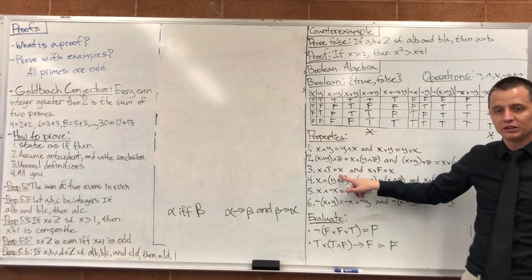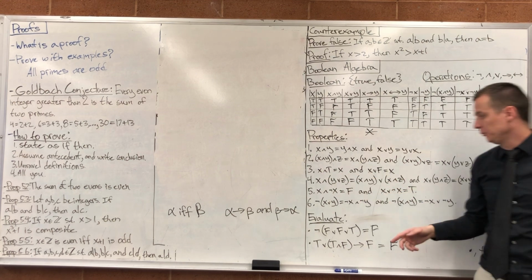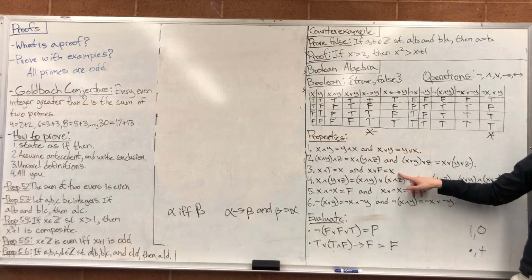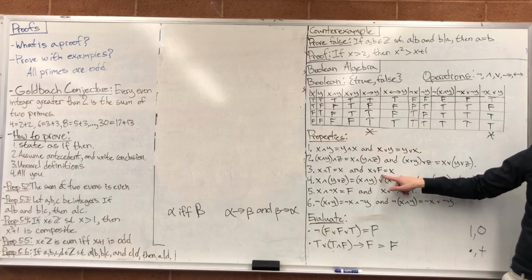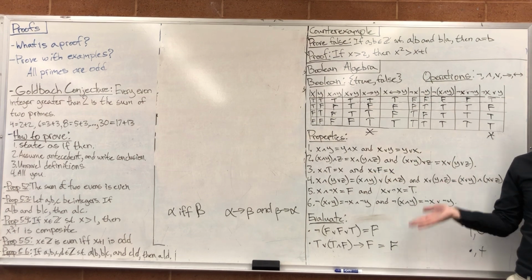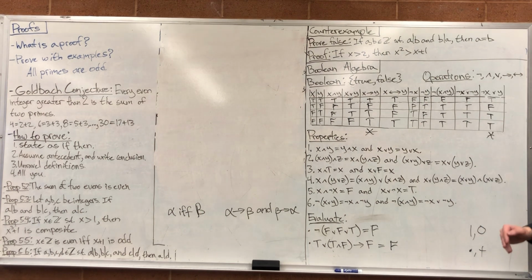If X is true, this whole thing's true. If X is false, this whole thing's false. That's what we mean. And similarly, X or false equals X, the same way that X plus 0 equals X. False is your ORing identity. So if X is true, then true or false is true. If X is false, then false or false is false. So it just evaluates to whatever X is. Make sense? Okay, next. Distribution.